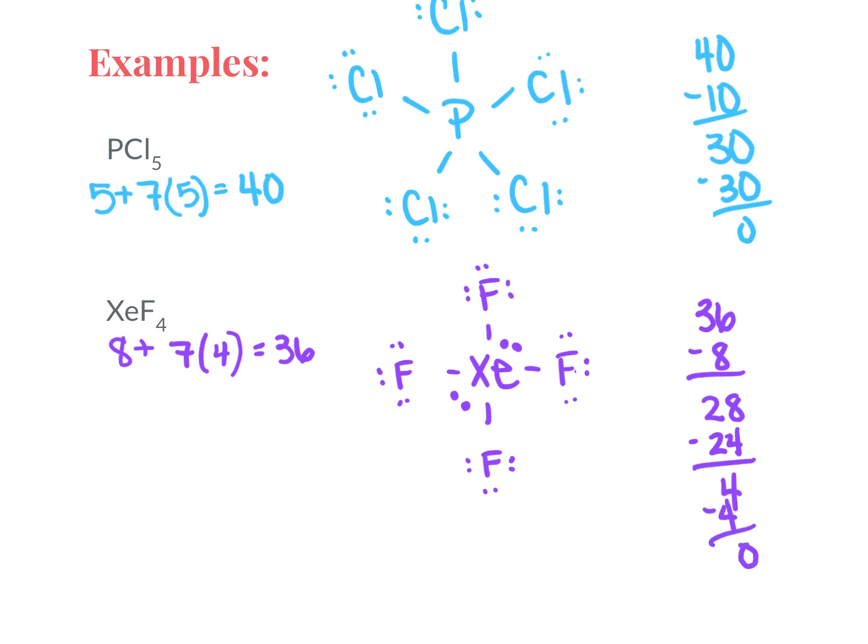You can't ignore them. So the second pattern is you give everything a filled octet, and if you still have remaining electrons left over, do you have to place them? You do, and which atom do they go on? Central atom.